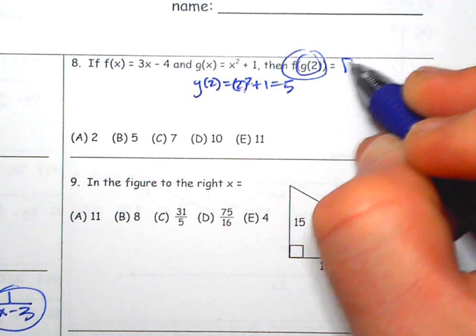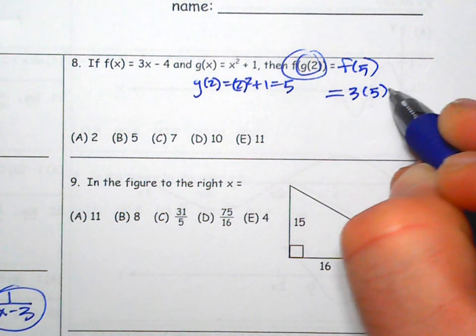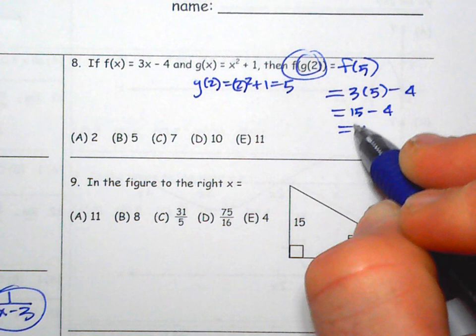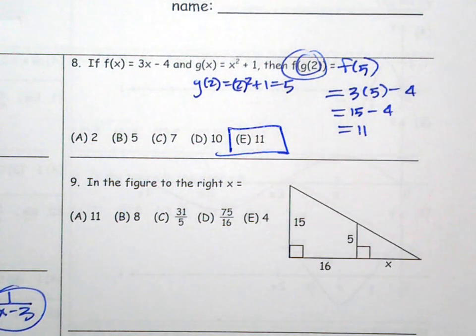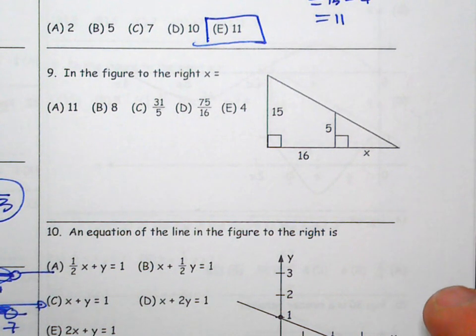And then that means we're going to plug 5 into f. So then that's going to be 3 times 5 minus 4, which is 15 minus 4, which is 11. So, composite functions. Number 9, you have what looks like some right triangles.